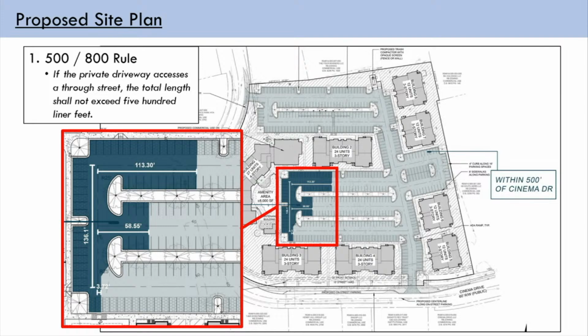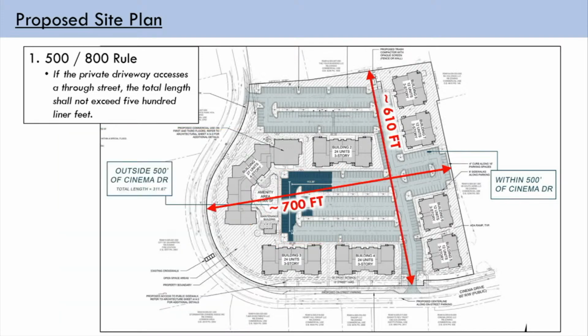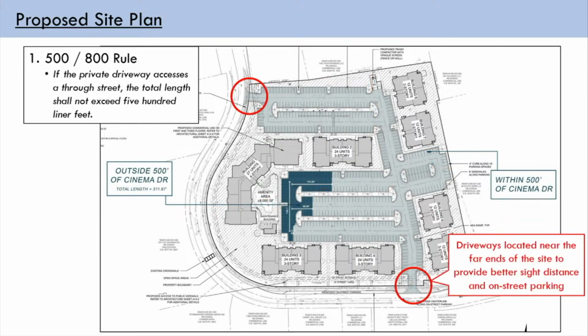There's really 2 main reasons why this rule is challenging to meet for the site. One is the overall size of the site. Both the width and length of the property exceed 500 feet. And 2, because of the sharp curve that's in Cinema Drive. We have located the driveways near the far ends for 2 reasons.